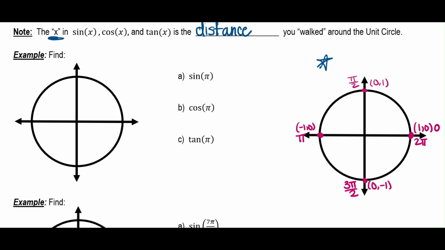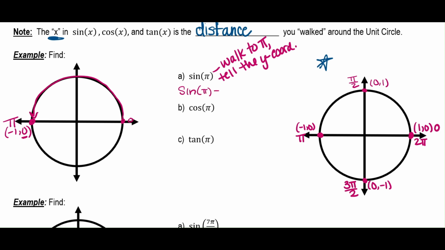So when we look at our first example and they ask for sine of pi, they are asking us to walk to pi and then tell the y coordinate. So sine of pi, they are giving you instructions. So go to pi. Here's 0, no problem. And I'm going to walk all the way around and stop at pi. So here's pi. And that famous coordinate point is going to be negative 1, 0. And they want sine of pi. And what we know is that sine of pi is the y coordinate. So the y coordinate is 0. So we'll say sine of pi equals 0.